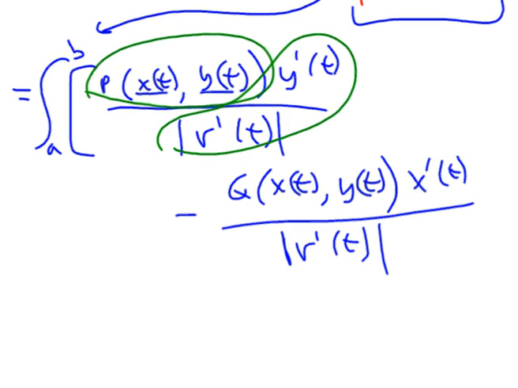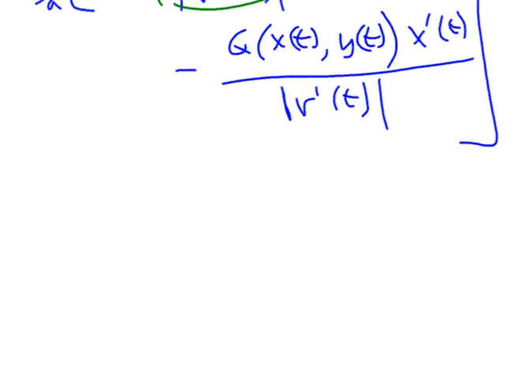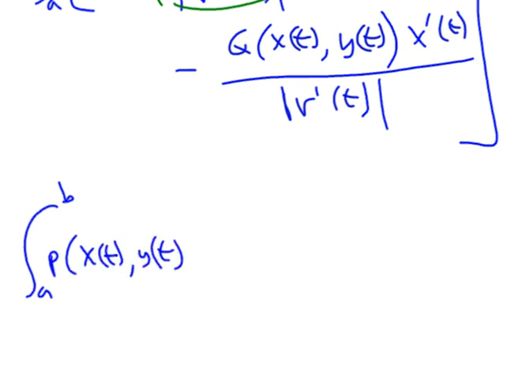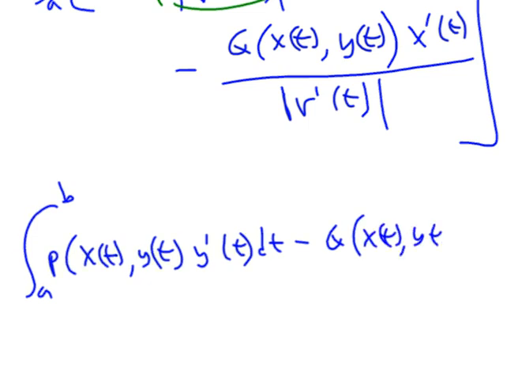Now don't forget, this whole thing gets multiplied by ds, which we already said was the norm of r prime of t dt. So you can see that if I distributed that across, these denominators would cancel out, and we would simply get the line integral from a to b of P of x of t comma y of t times y prime of t dt minus Q of x of t comma y of t times x prime of t dt.